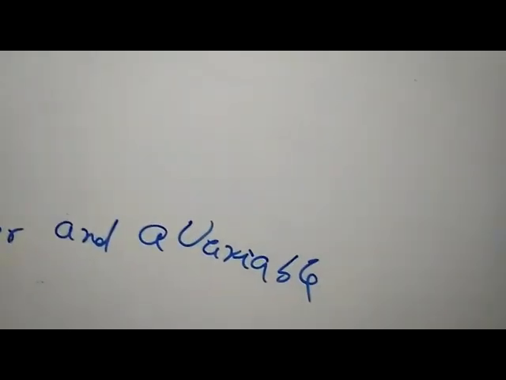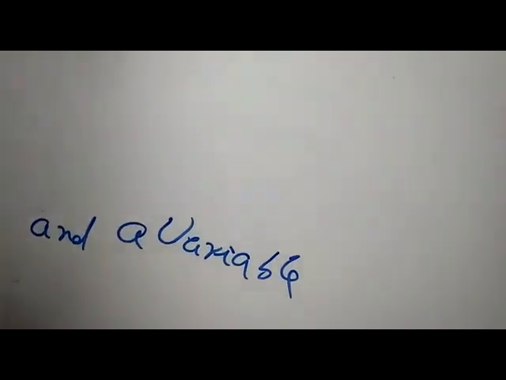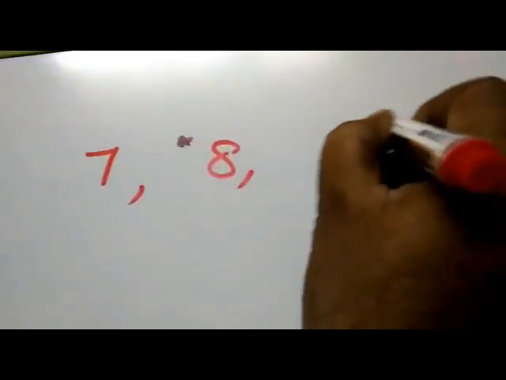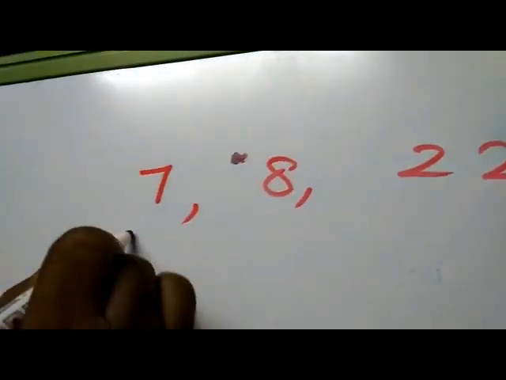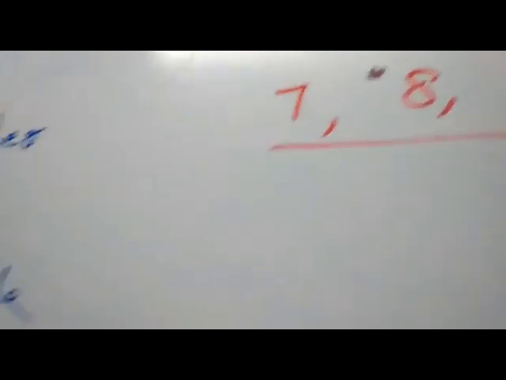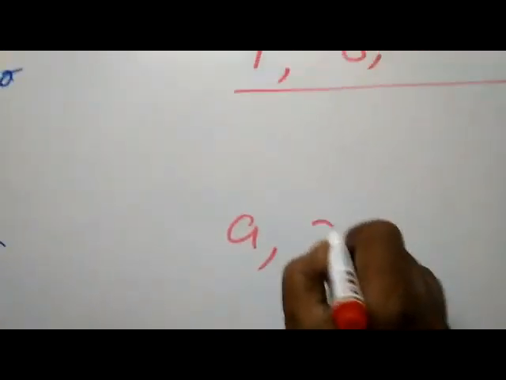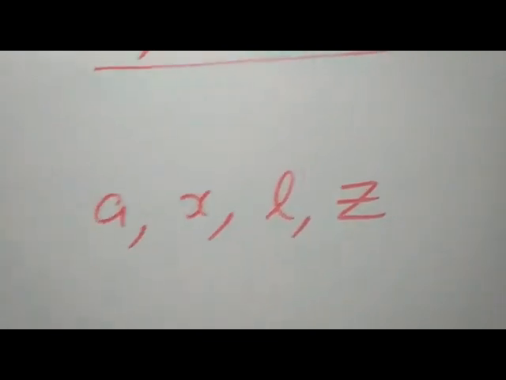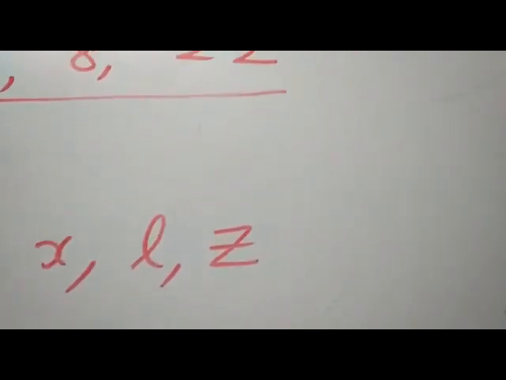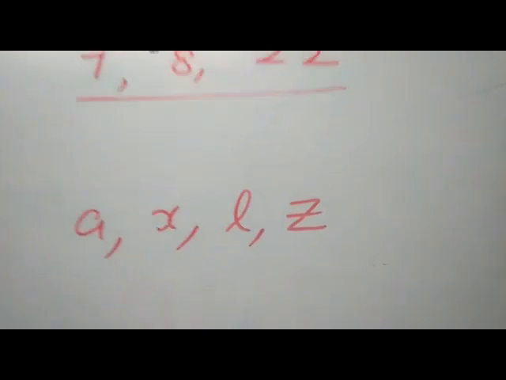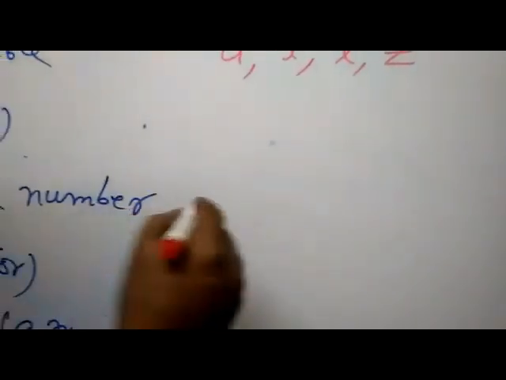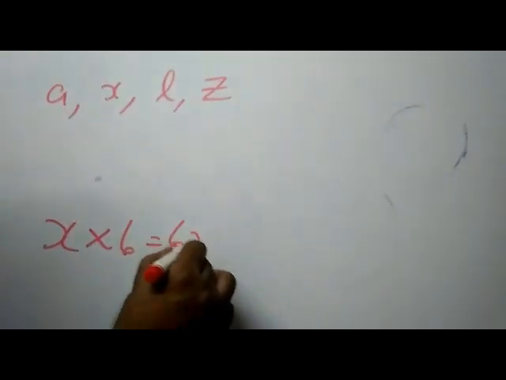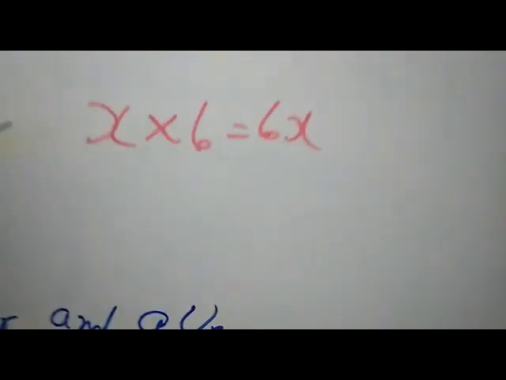Suppose you take the first one, a number: 7, for example, is an algebraic term; 8 is an algebraic term; 22, these are all algebraic terms. Coming to the next example, a variable, maybe a, maybe x, maybe l, maybe z. These are all algebraic terms.